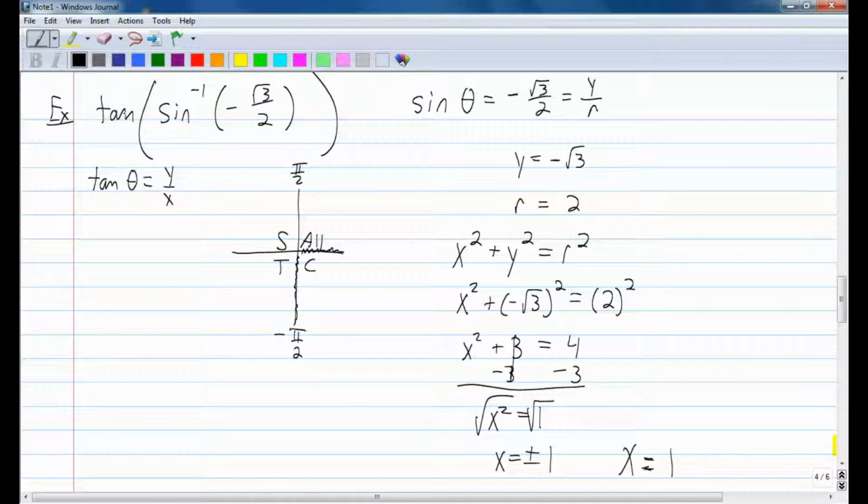To find the tangent, I need y divided by x. Y was negative square root of 3. X was a positive 1. So the answer is negative square root of 3.